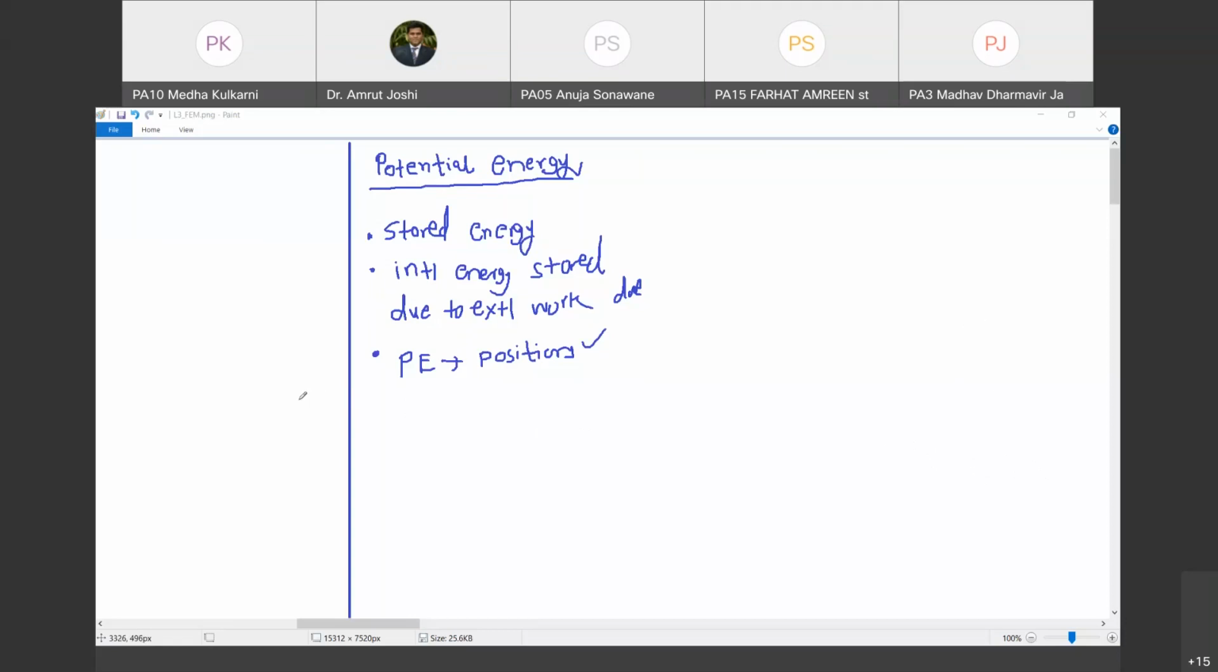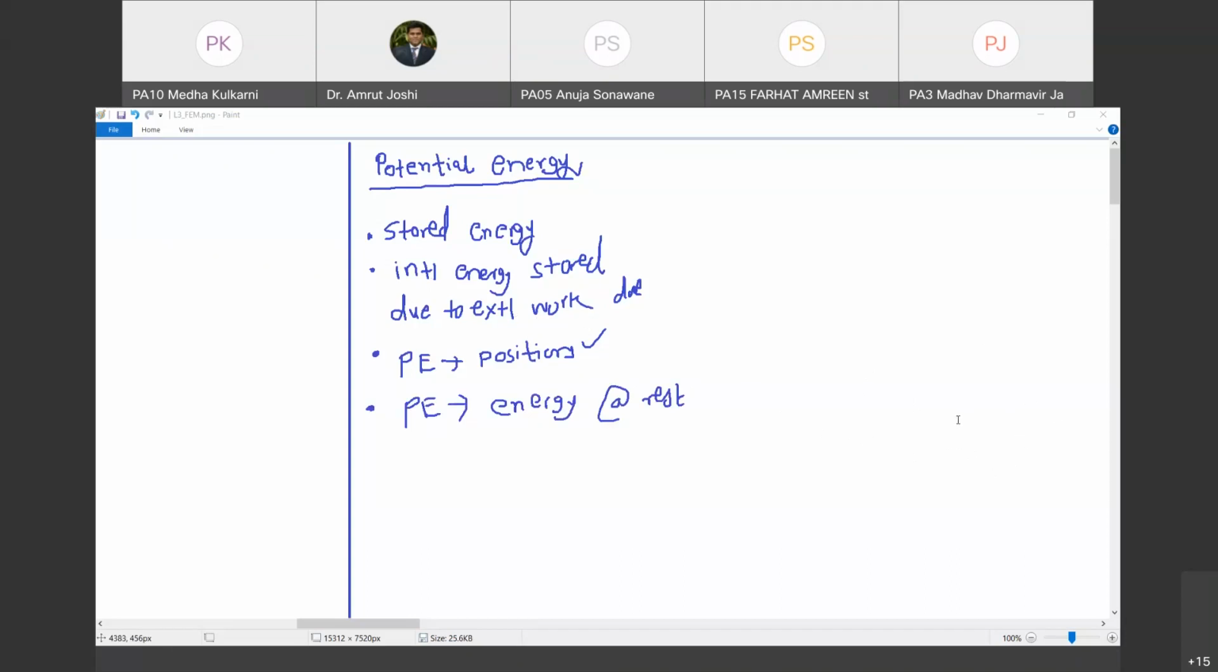Sumit says it is energy in an object at rest. Potential energy is energy at rest. Anyone else? Vishal says potential energy is the energy that is stored in an object. So it is stored energy. Okay, great. Then Shubham says the energy.